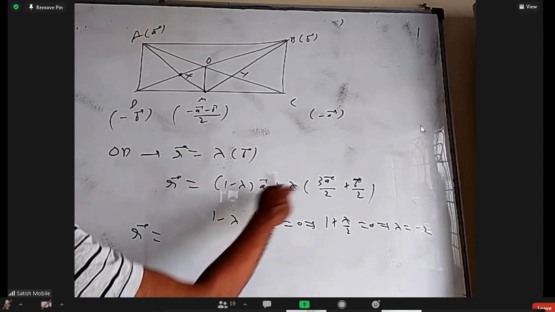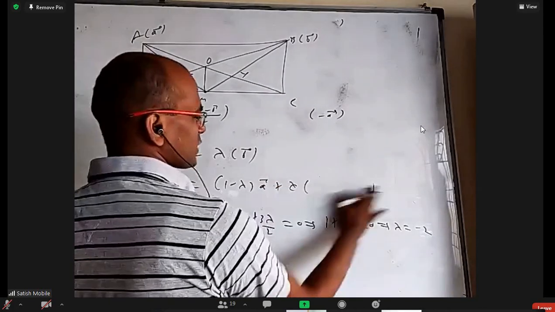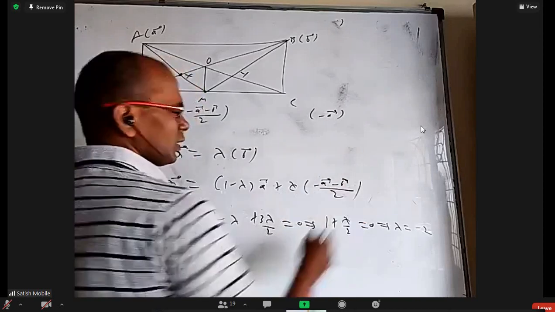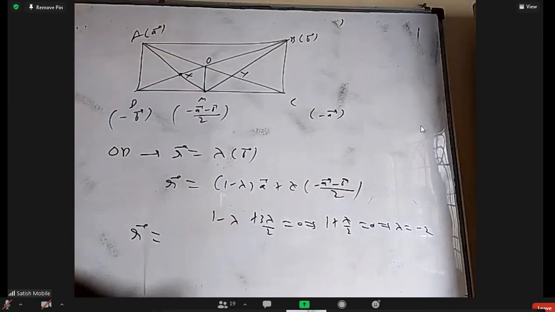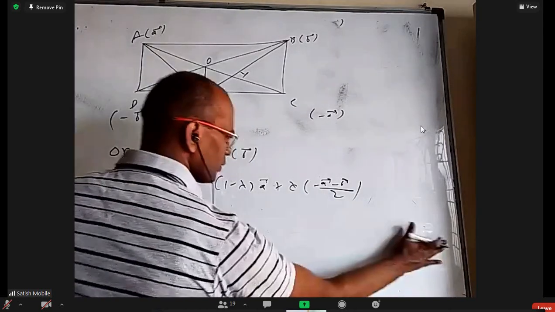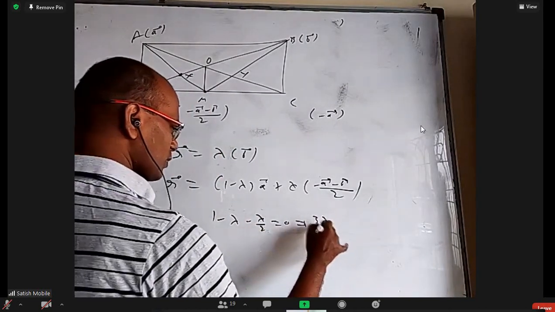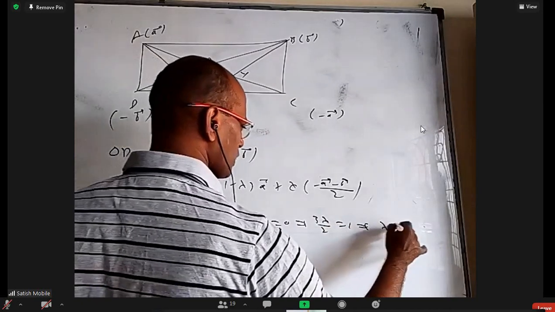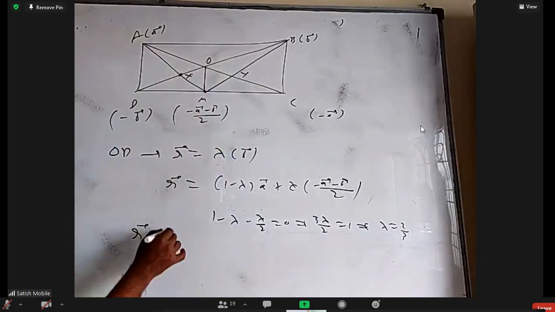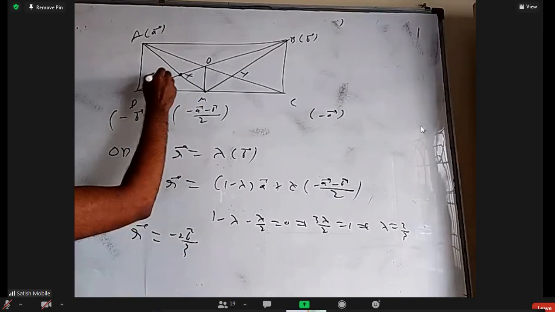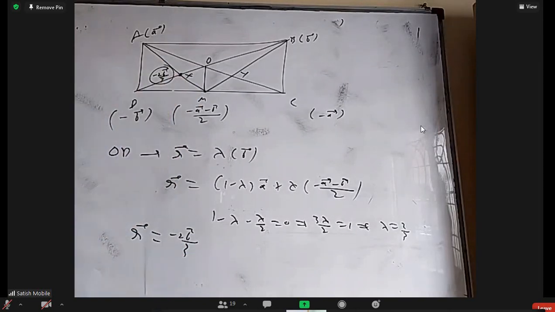Sorry, I'm using the second formula, so I can directly take minus A bar minus B bar by 2. If you know 2 points on the line, the equation of the line is this. So now this is wrong. It will be 1 minus lambda by 2 is 0, 3 lambda by 2 equal to 1 and lambda is 2 by 3. So R bar equal to minus 2B bar by 3. So the position vector of this is minus 2B bar by 3.